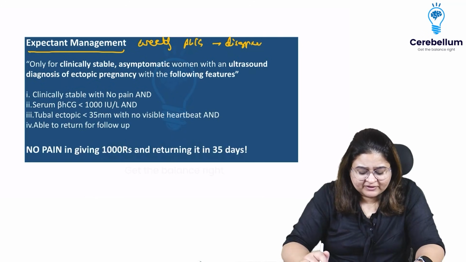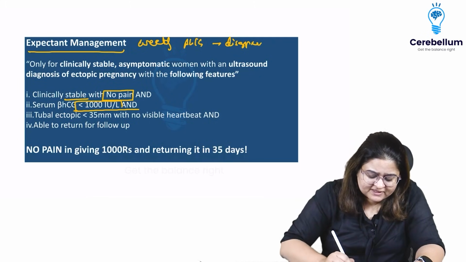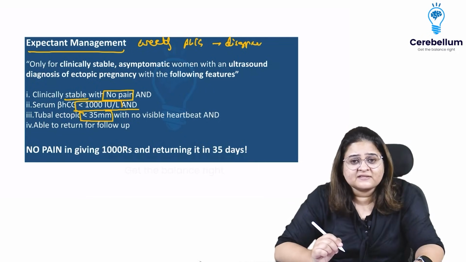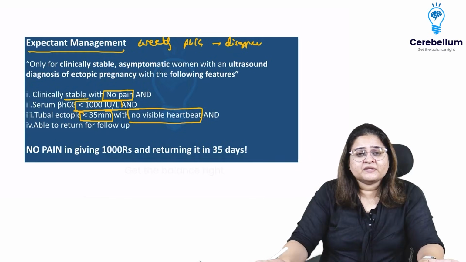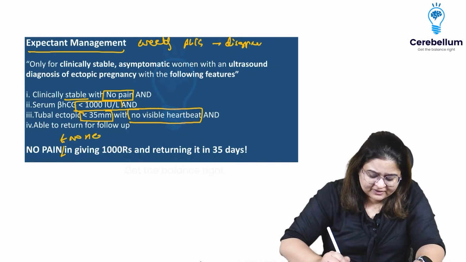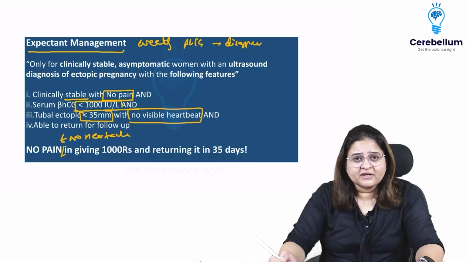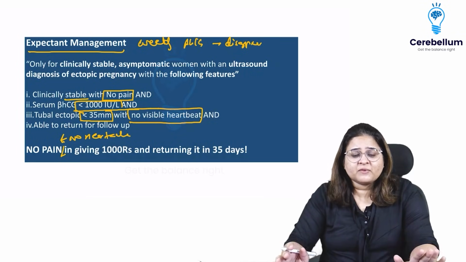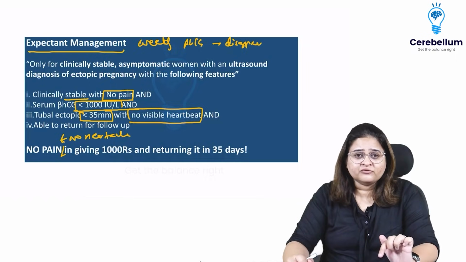So you have to have these features, that is she doesn't have any pain, she's stable, beta-hCG values are less than 1000. Okay, the size of the ectopic gestational sac is less than 35 millimeter and there is no visible heartbeat. So how do you remember this? No pain, and no heartache; giving ₹1000 and returning it in 35 days. So this is expectant management. You're not doing anything, but you do it only if all these criteria are fulfilled.